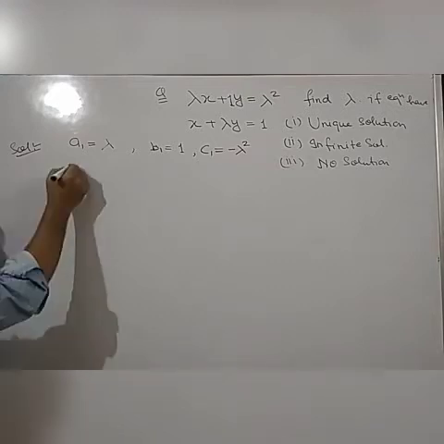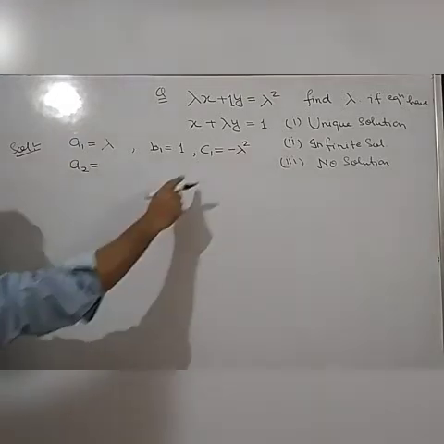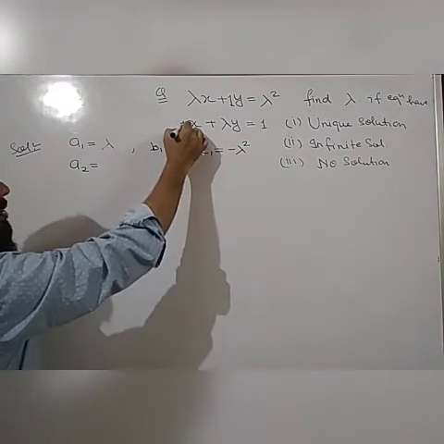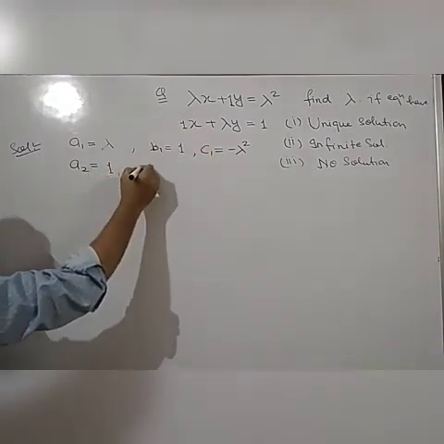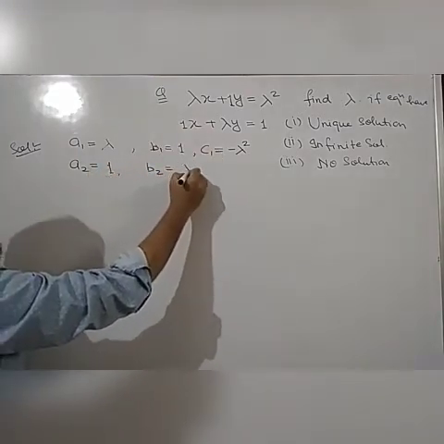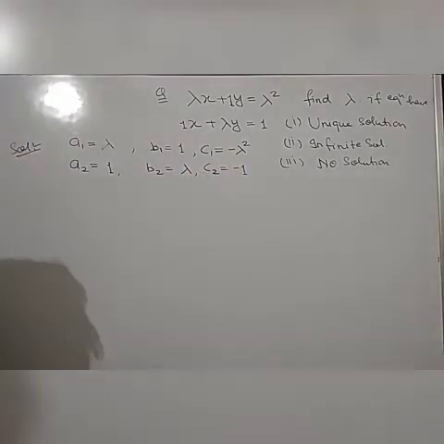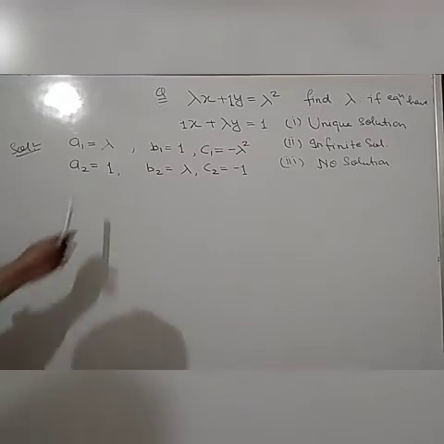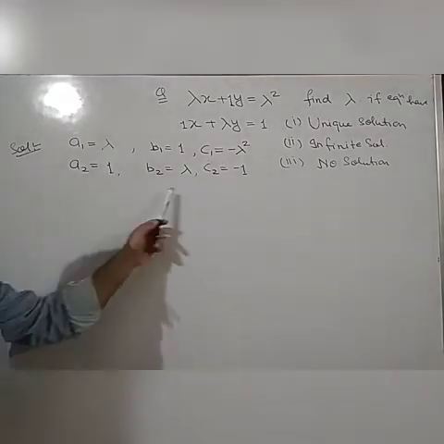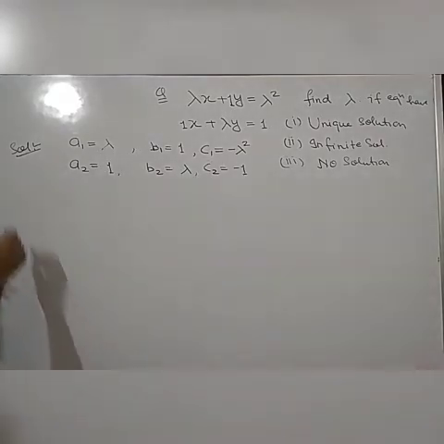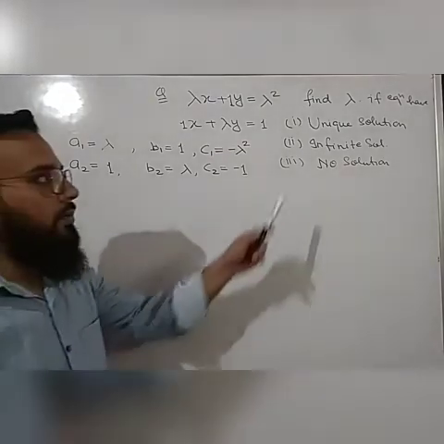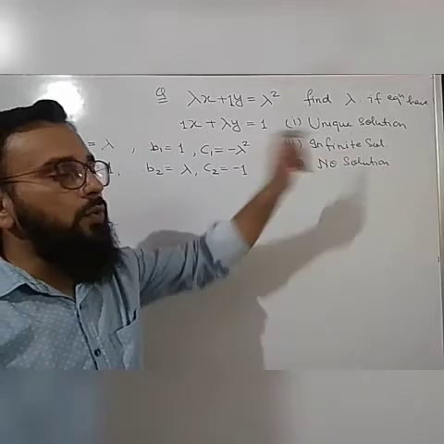Okay, similarly we can find the value of a2. So what is the value of a2? The coefficient of x, it is 1. Value of b2 is equal to lambda, and value of c2 is equal to minus 1. So first we have to find the values of a1, b1, c1 and a2, b2, c2. Now coming to the question, first part. Find the value of lambda if the equation has a unique solution.